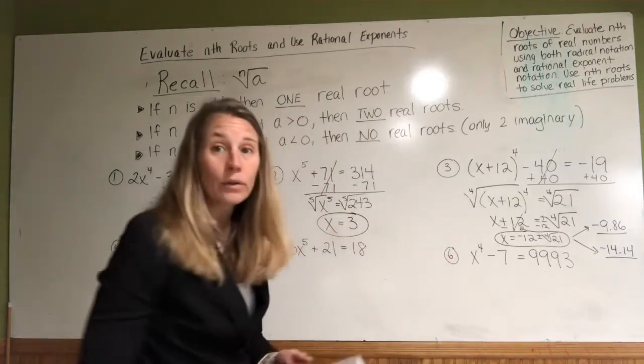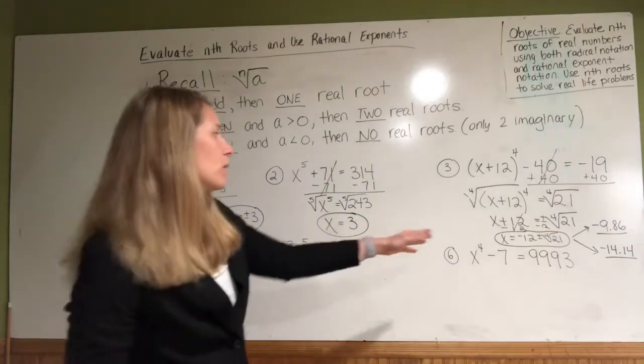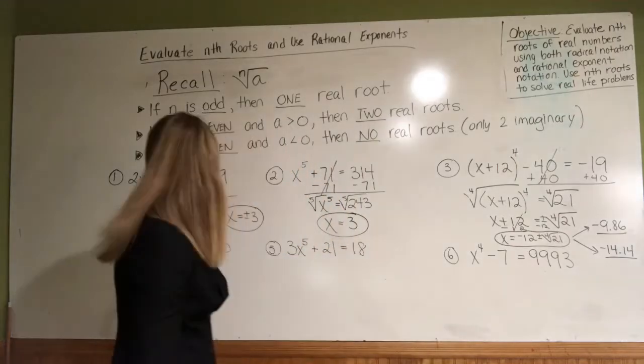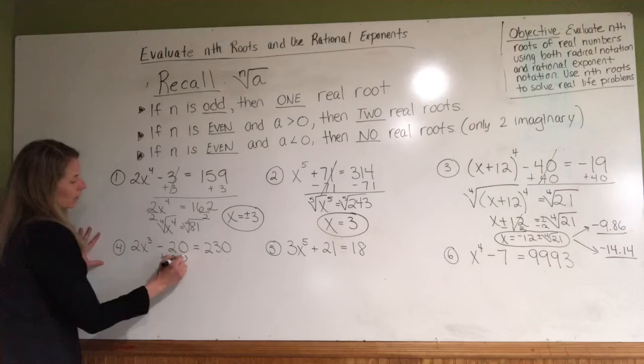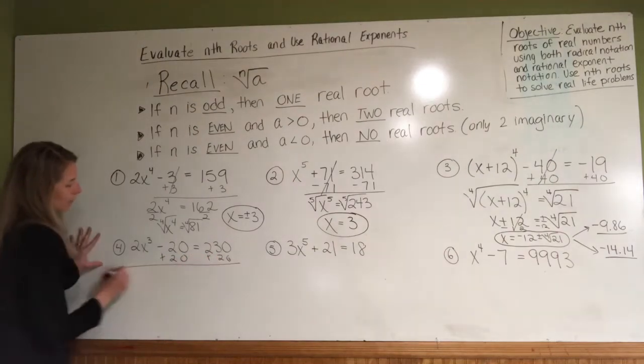Okay, so as long as you know how to do it on the calculator, that's what's important. But if you want to leave your answer in radical form, that's fine too. Okay, so number 4 here, we're adding the 20, again working towards getting that x by itself.